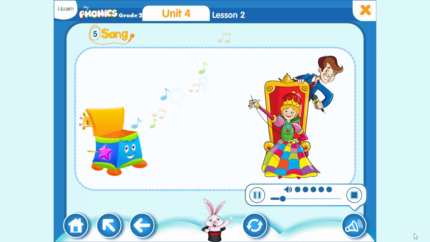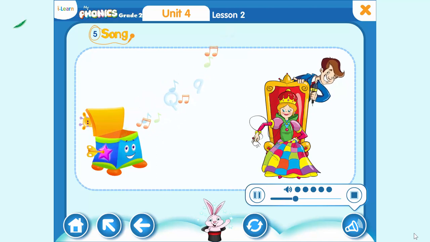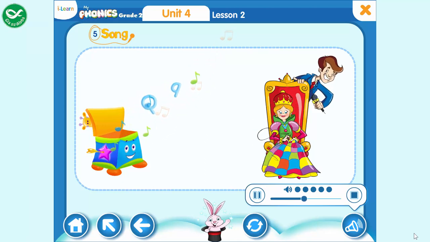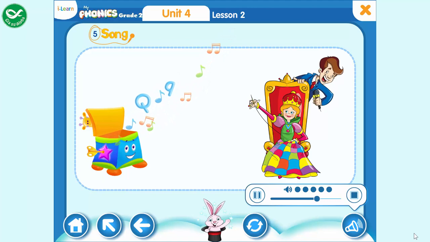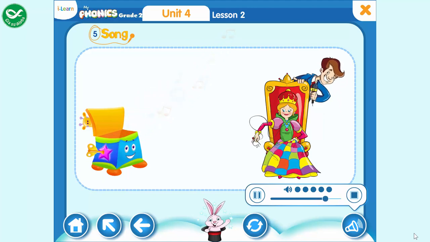A quilt for the queen, a quilt for the queen today. A question for the queen, a question for the queen today.